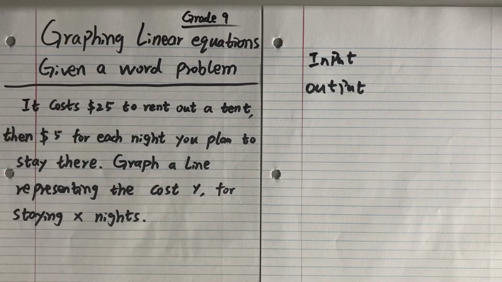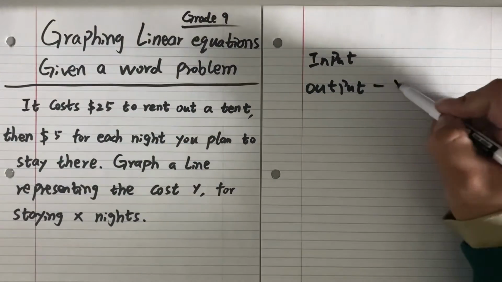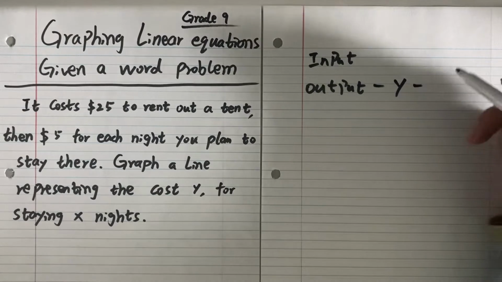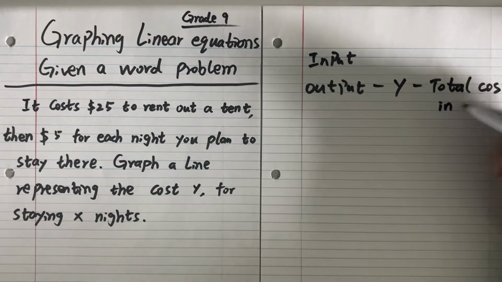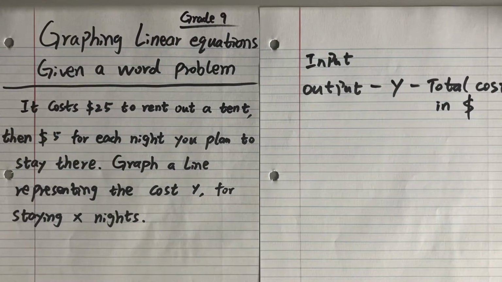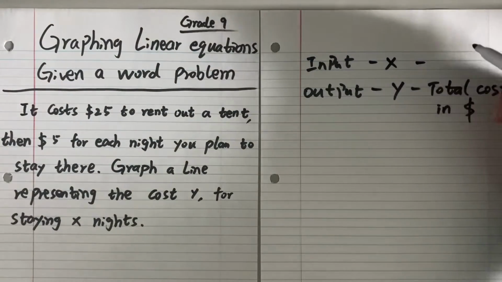Well, there's two factors here, the cost in dollars and the number of nights, right? So which one is the input and which one is the output? Well, the problem is asking for a function that represents the total cost. So cost is going to be our output, and that's going to be Y. Total cost in dollars, okay? And our input is going to be the number of nights that we choose to stay.